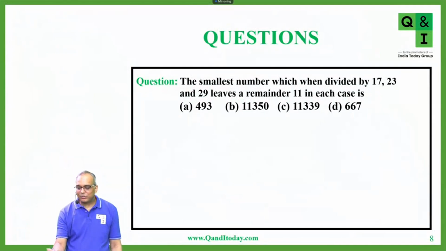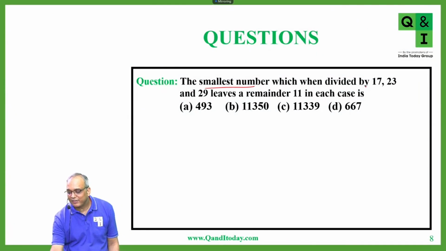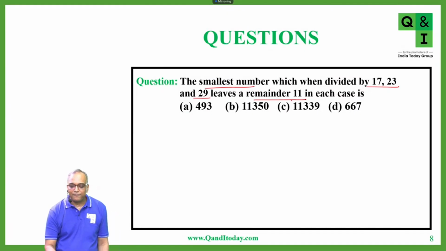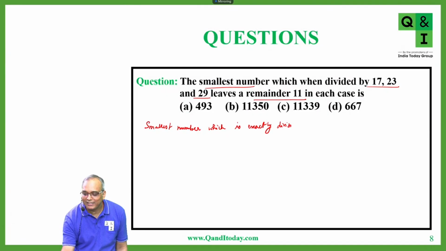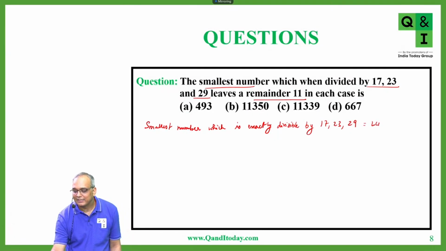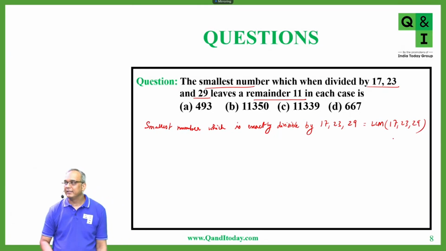So in this question, students, what we have to do, as I said, we have to find the smallest number which when divided by 17, 23 and 29 leaves remainder 11. So the smallest number which is exactly divisible by 17, 23 and 29 is the LCM of 17, 23 and 29.